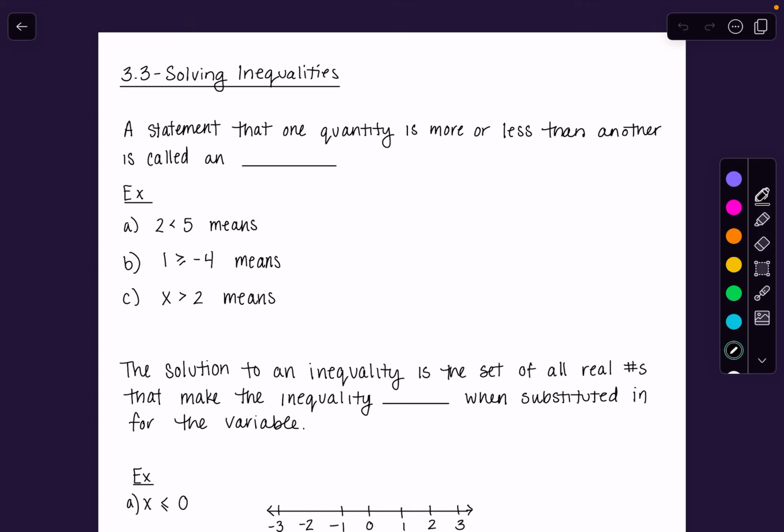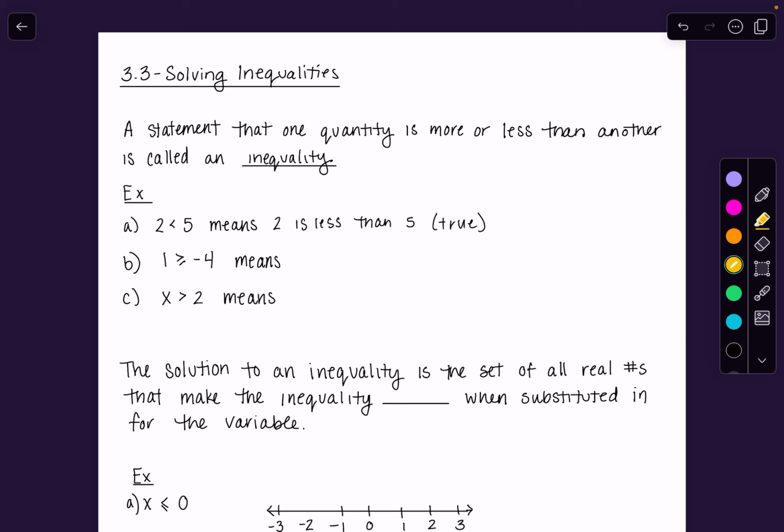Now that we feel a little bit more comfortable with equations, we want to step it up a notch and talk about inequalities. If we have a statement that one quantity is more or less than another or equal, it's called an inequality. I'm going to start with just some examples. 2 less than 5 means 2 is less than 5, which is definitely a true statement.